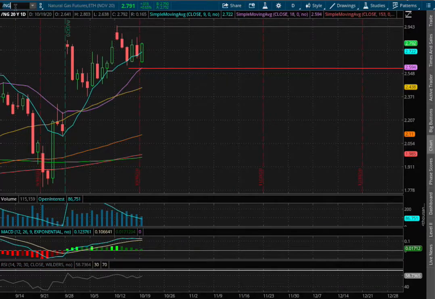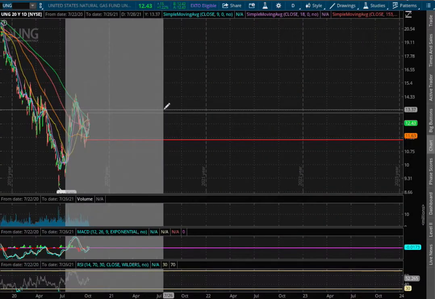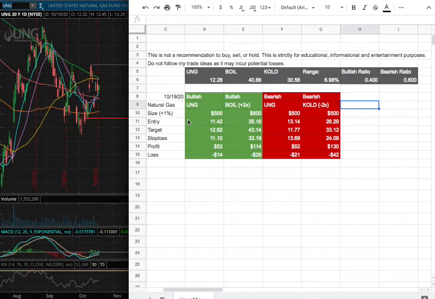So for the trade idea of the week, I'll be trading UNG, and my position size for it will be less than 1% of my portfolio. My long entry will be at $11.42, and that is this range right there. And my sell target for it will be $12.62, and my stop loss will be $11.10.